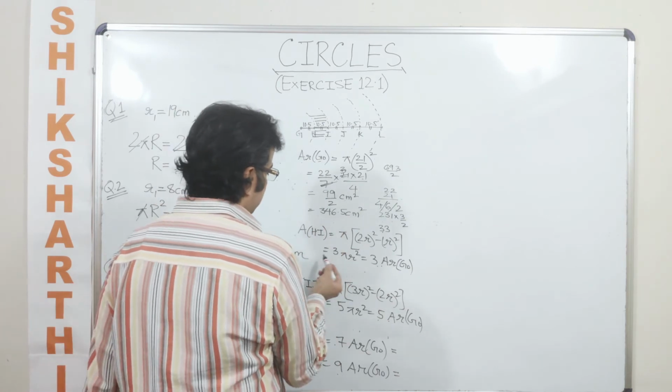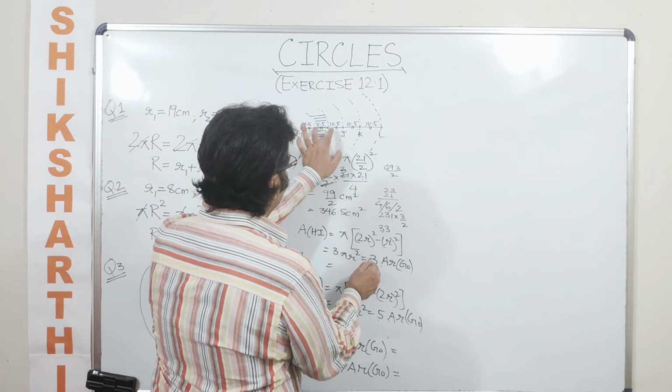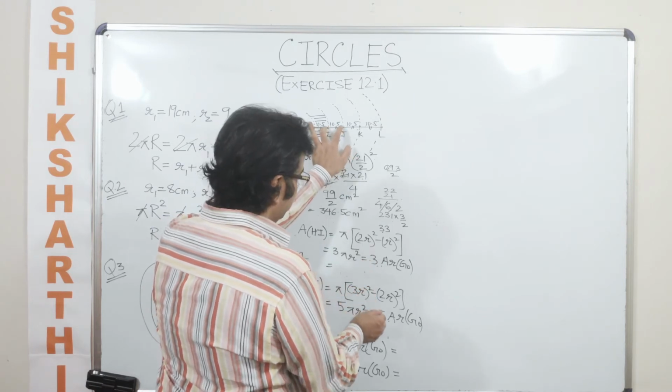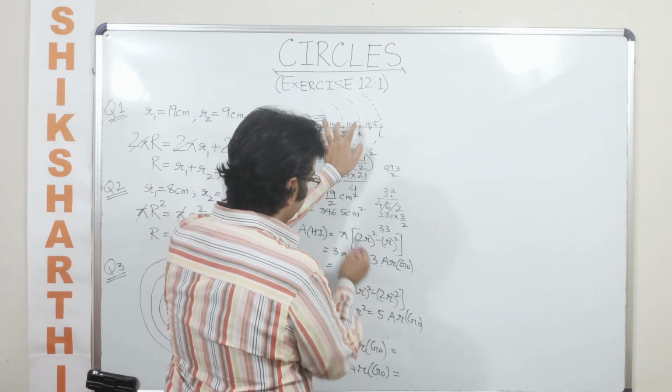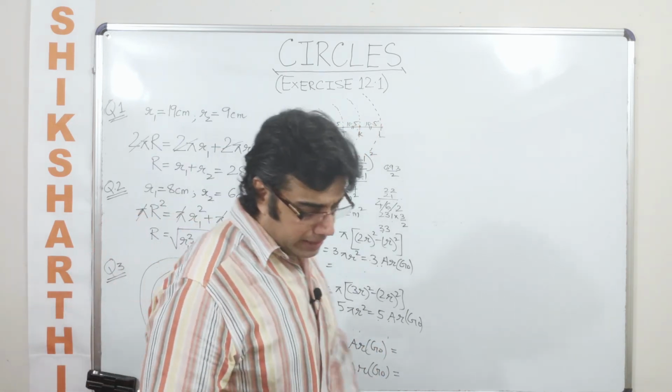So now what you can do here is, when you have to find out the common area between these two, multiply this area with 3, now this area you have to multiply it by 5, this area you have to multiply it with 7, and for this area you have to multiply it by a 9.